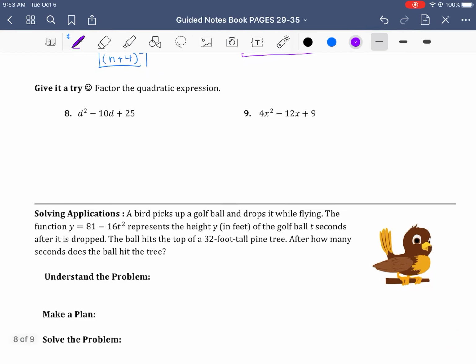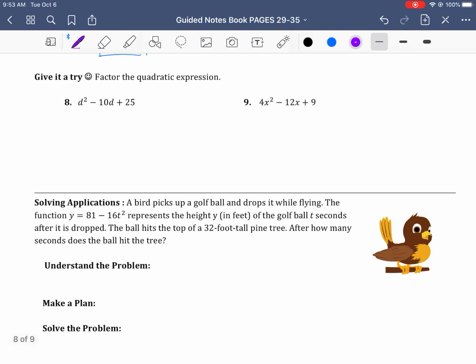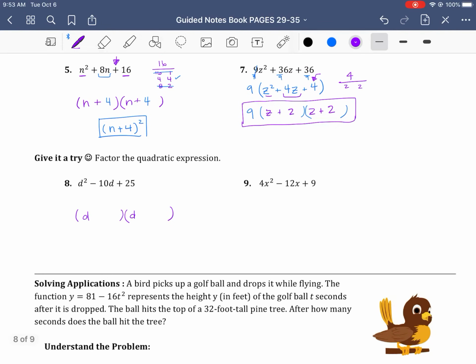Okay, same thing moving down. Factor the quadratic expression. Again, these are just ones we've already done, so we split up the d and the d. Oh, and I didn't even show you. Sorry about that. Up here on this one, let's go back just a little bit. Again, you could write this, because it's z plus 2 and z plus 2, as 9 times z plus 2 quantity squared.